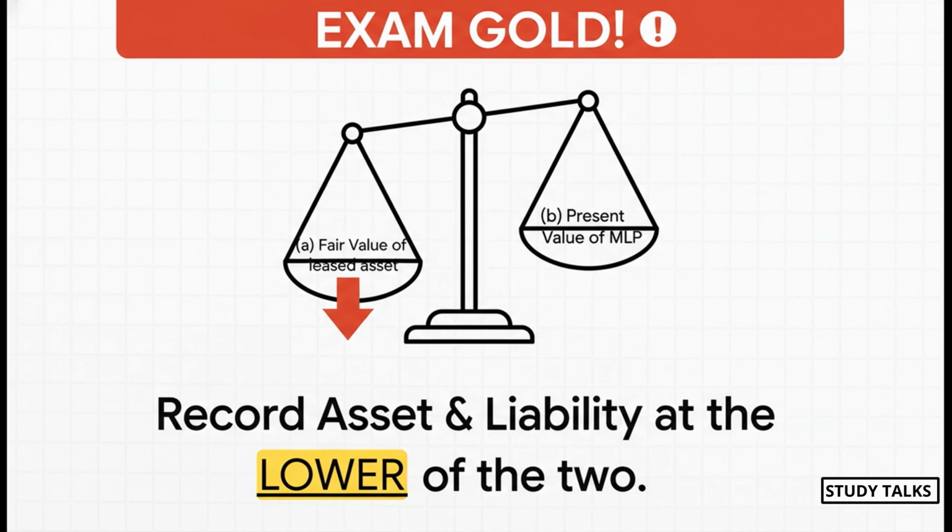Okay, this slide is pure exam gold. Please burn this rule into your memory because it's a classic IKI trap. At the beginning of the lease, the lessee has to record both an asset and a liability. But at what value? It's the lower of the asset's fair value or the present value of the MLP. The exam question will often give you both numbers just to bait you. Don't take the bait. Always, always pick the lower one.